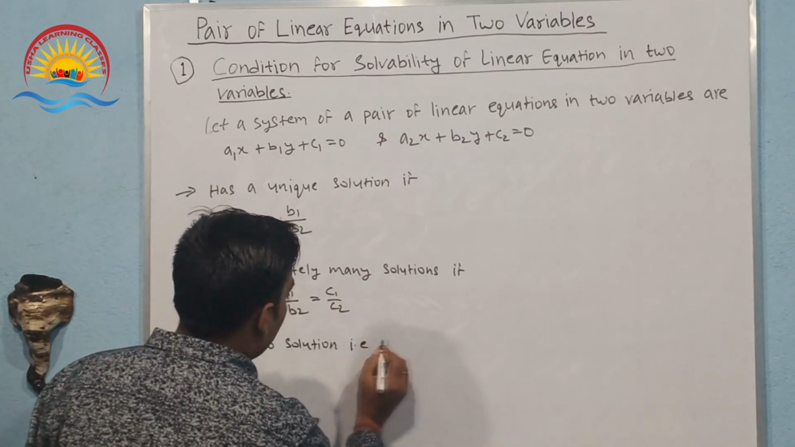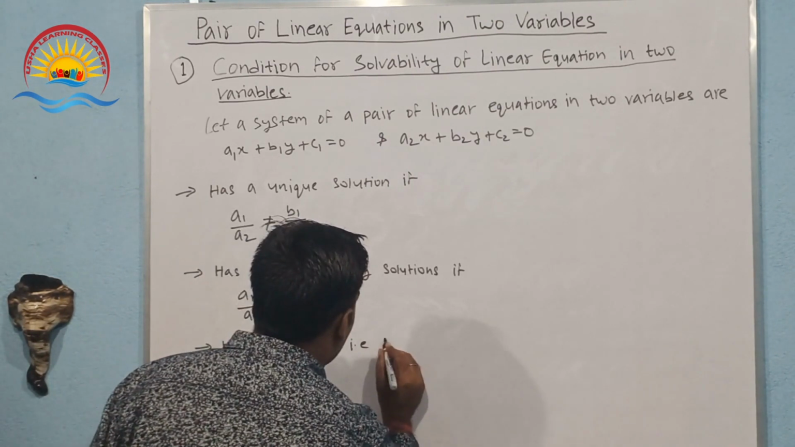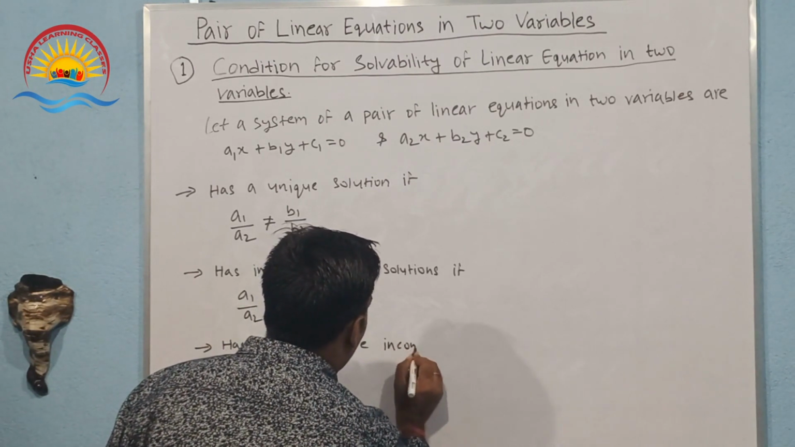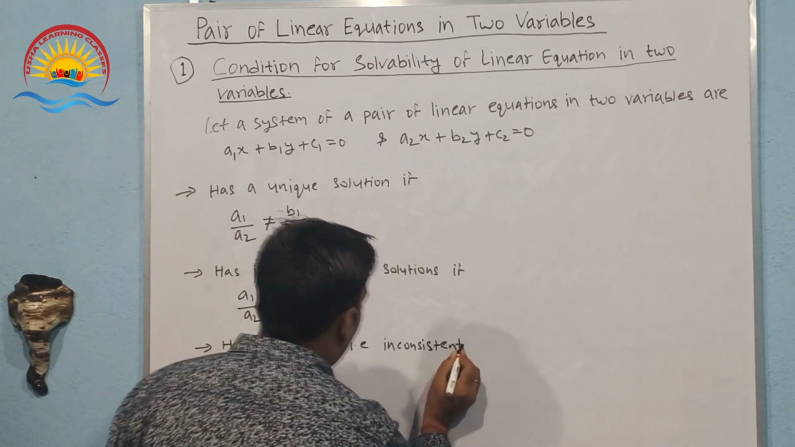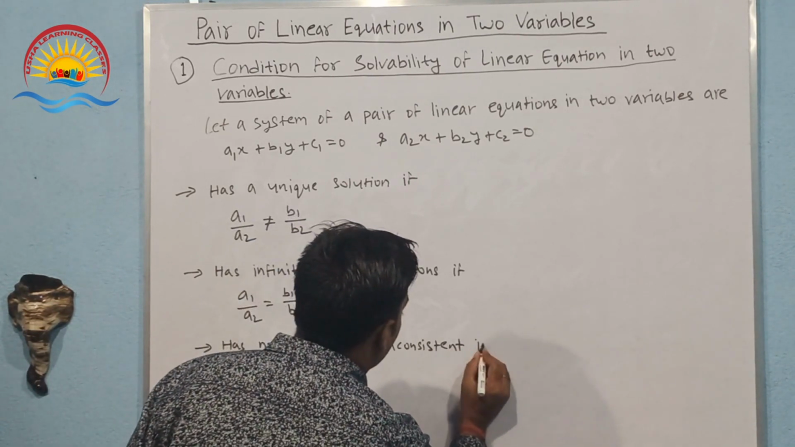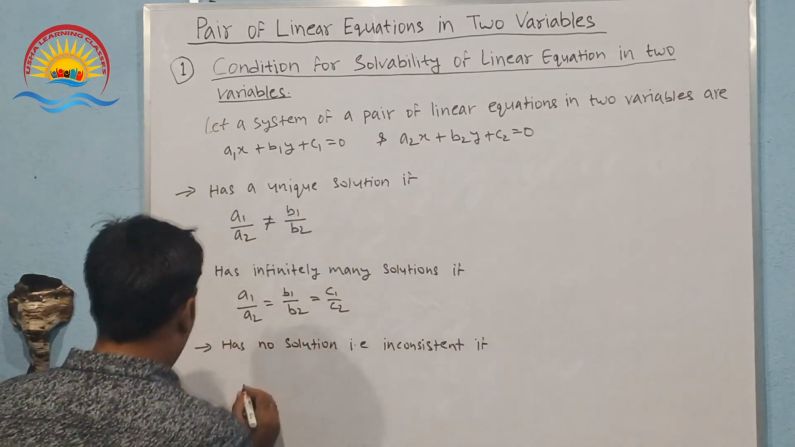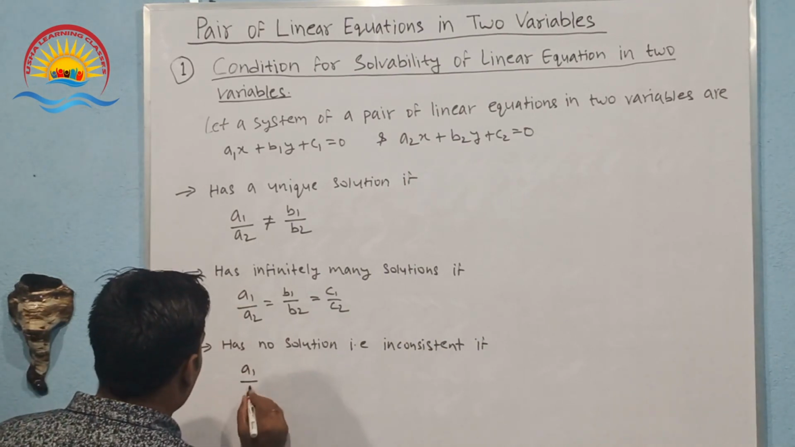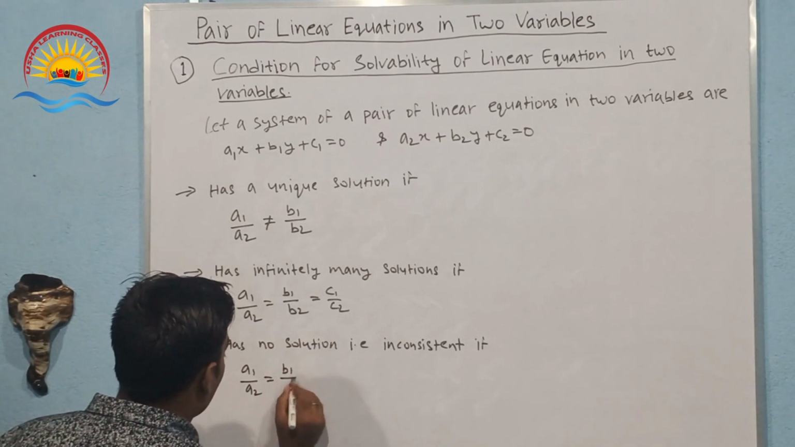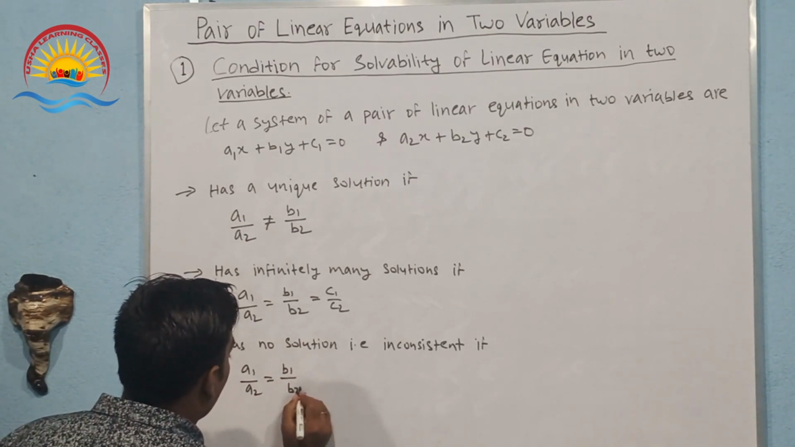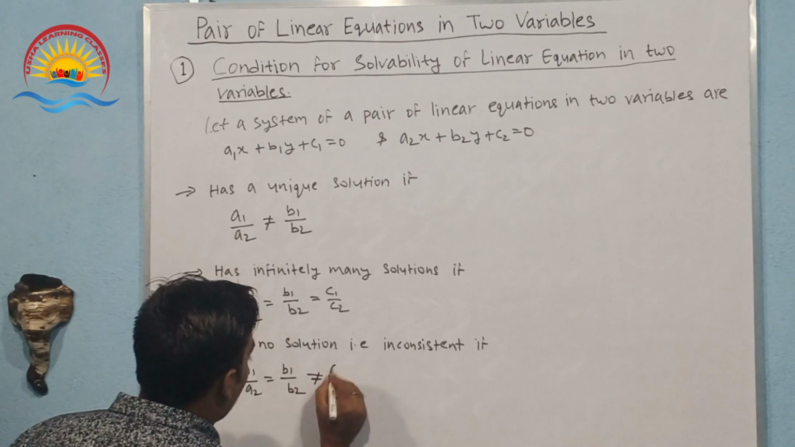Such a system is called inconsistent if a1 by a2 equal to b1 by b2 not equal to c1 by c2.